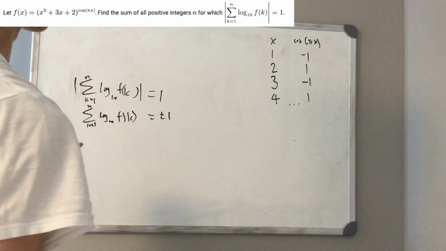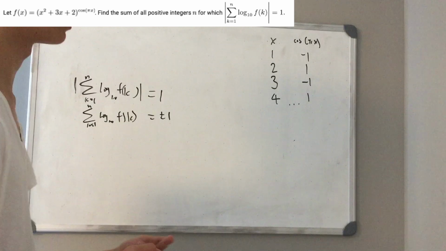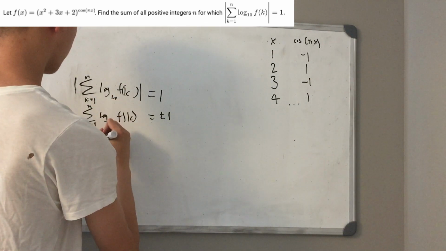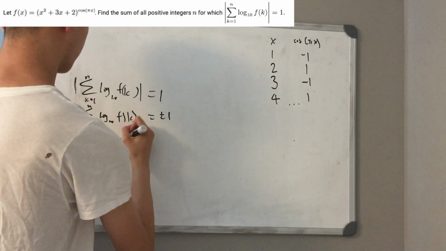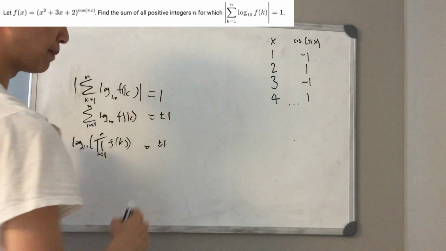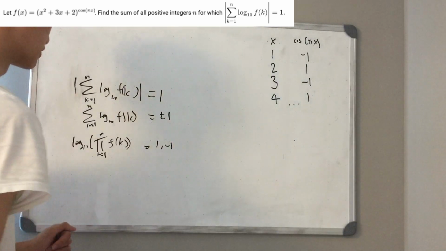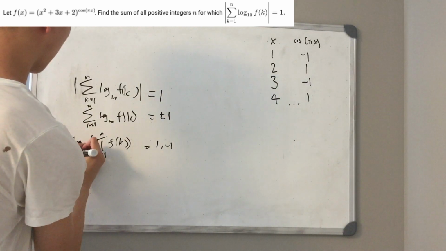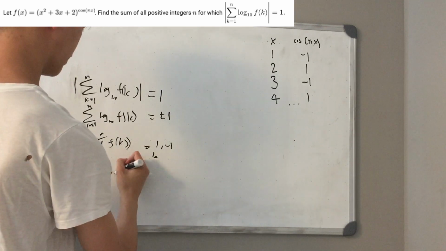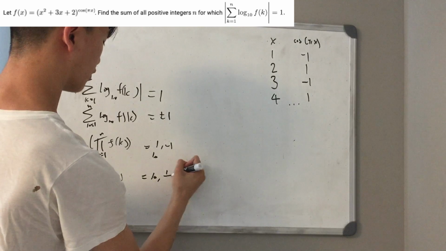Now, if you know your log rules right, you will know that the sum of two logs is equal to the log of the product of their interiors. So this turns into log of the product of f of k is equal to plus or minus 1. Or I'm actually going to rewrite this as 1 or negative 1. Then we take both sides to the power of 10. So this becomes the product of f of k is equal to either 10 or 1 over 10.